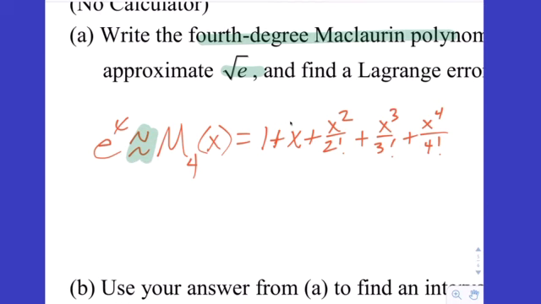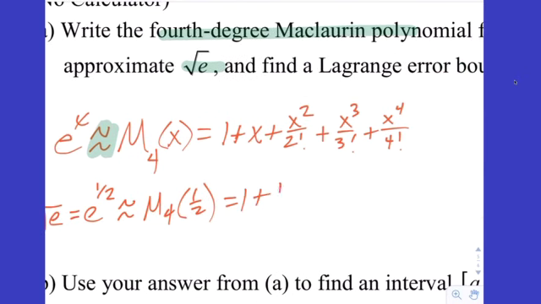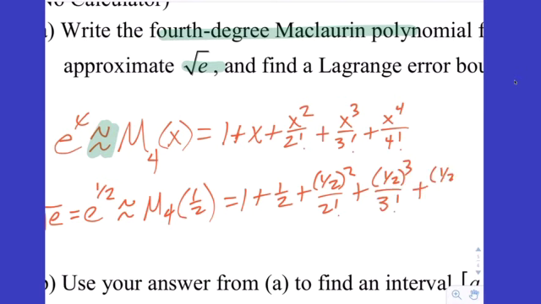Now I want to approximate the square root of e. So the square root of e is the same thing as e to what power? E to the 1/2 power. So that's going to be approximated by the polynomial evaluated at 1/2. So just like if we were doing a tangent line approximation. Now I plug it in, and I get 1 plus 1/2 plus 1/2 squared over 2 factorial plus 1/2 cubed over 3 factorial plus 1/2 to the fourth over 4 factorial.